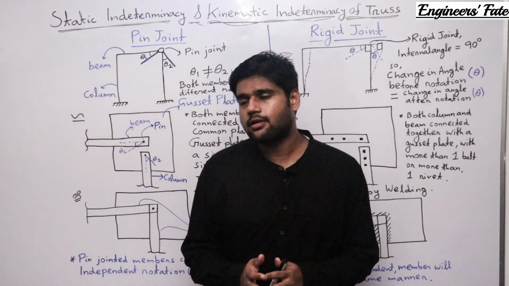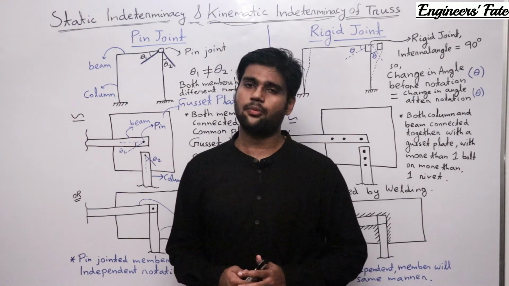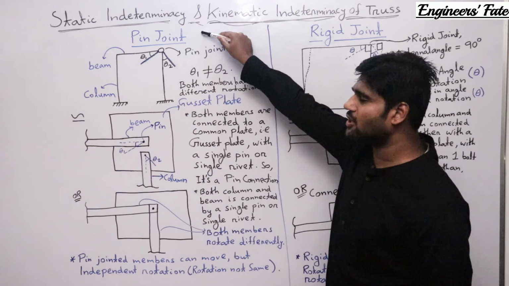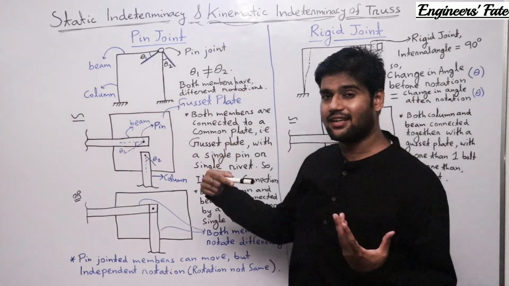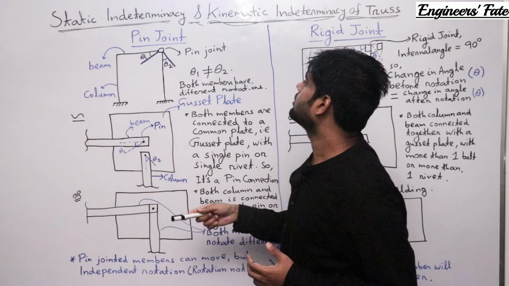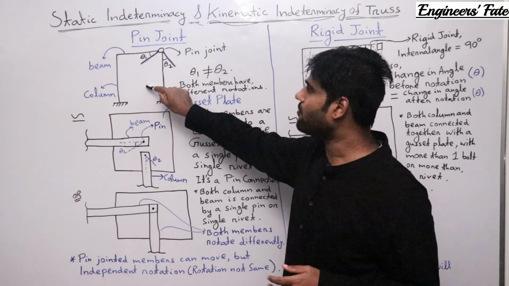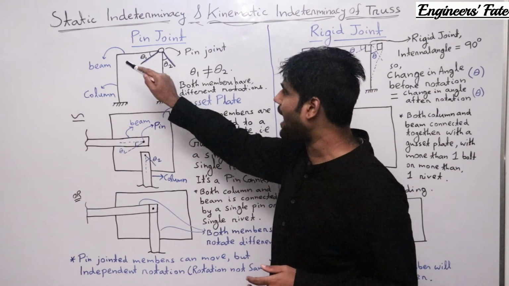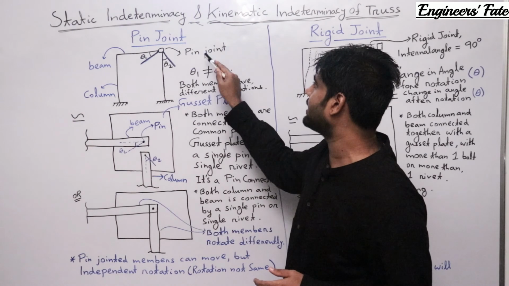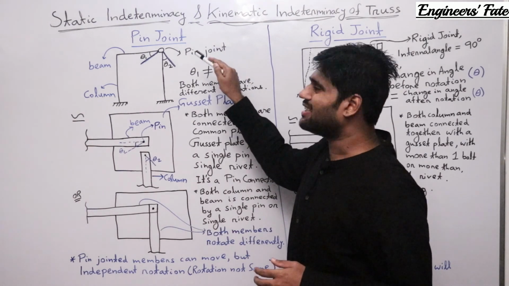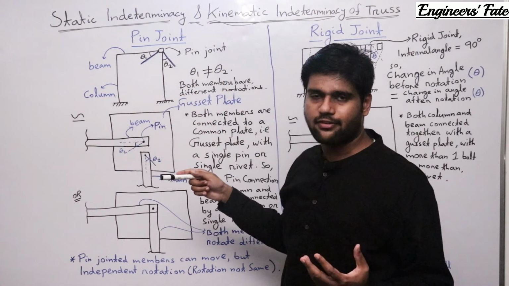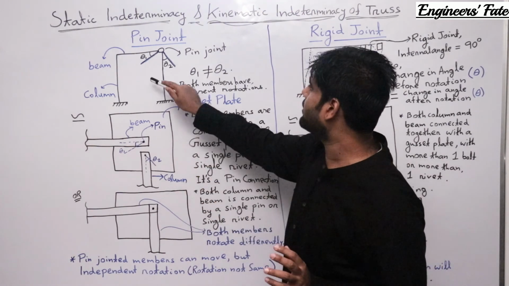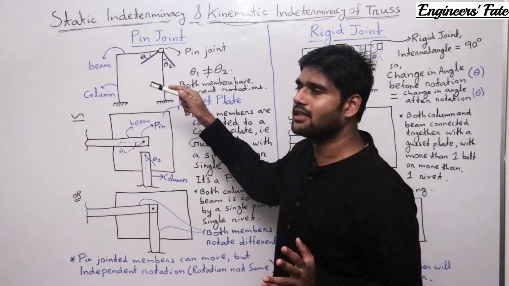So let's proceed. First I'll be discussing the pin joint. This is the pin joint. You can see this is a frame, and the beam of this frame and the column of this frame are connected with a pin joint. This is a representation on paper. For analysis purposes, we represent the pin joint like this on paper.